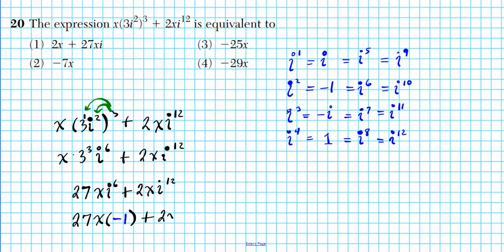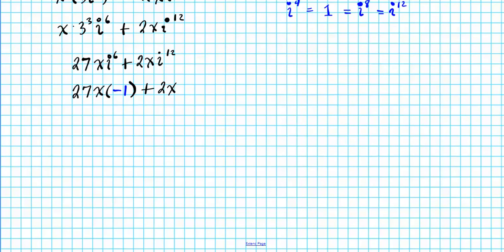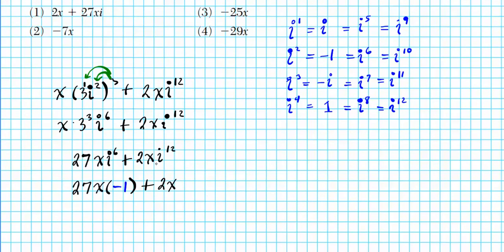Plus 2x i to the 12th, well, that's too big. That is bigger than 1. It must be reduced. 2 ways you can do it. Divide that by 4, okay? And you're left with 0, so that's going to be i to the 0. Anything to the 0th power is 1. Or you can use your chart right here. i to the 12th is the same thing as i to the 4th power, which is equal to 1. Okay, so we reduce that and put 1 there.